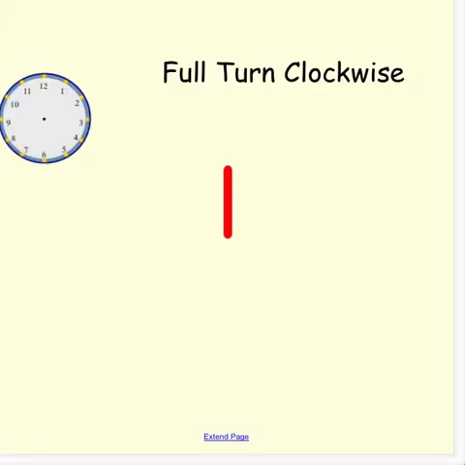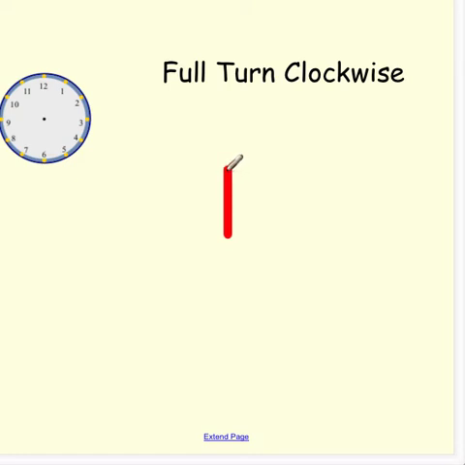Full turn clockwise. Let's say I want to draw an angle. Half of the angle is given to me right now, and I want to show what a full turn clockwise would look like. Here's my clock. A full turn would mean I would turn all the way around the full clock. One half of the angle has already been drawn for me. Pretend there was a second arm right here, and that second arm is the one that's turning.